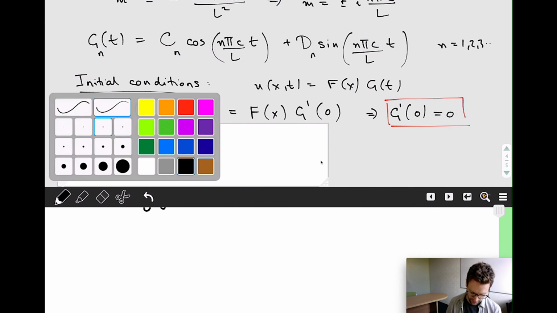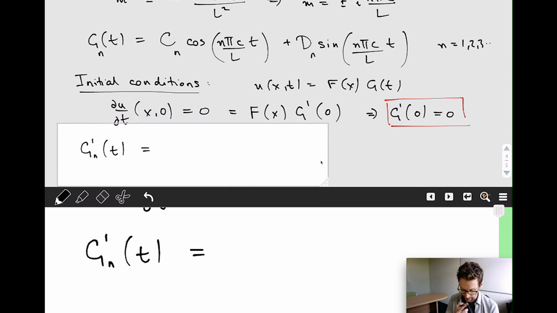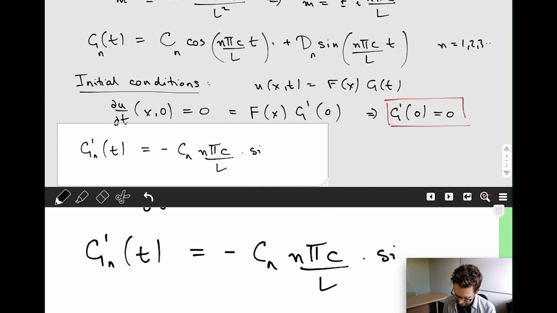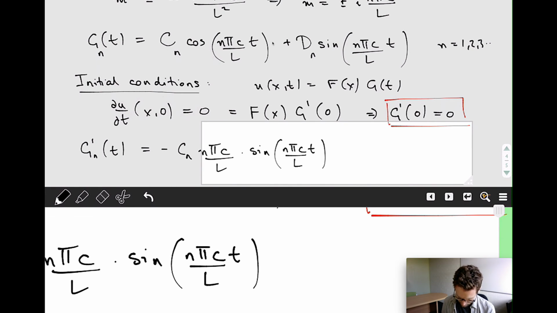So let's make use of this. I have a solution, g of t. I know that the derivative of that at time t is equal to 0 must be 0. So let's take the derivative of g. And I'm going to do this for all values of n, not just any particular value. So just taking derivatives here is fairly straightforward. Derivative of cosine gives me minus c_n, and then I have to pull out those terms appearing inside the brackets there, n pi c over L times sine. And the derivative of sine is going to give me n pi c over L times cosine.